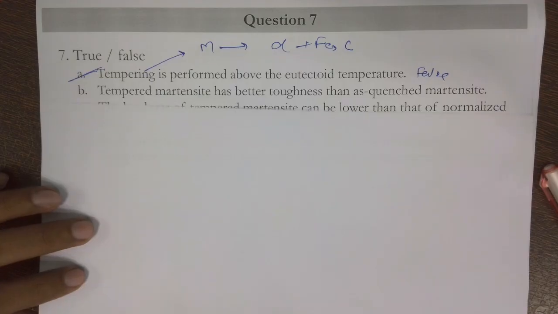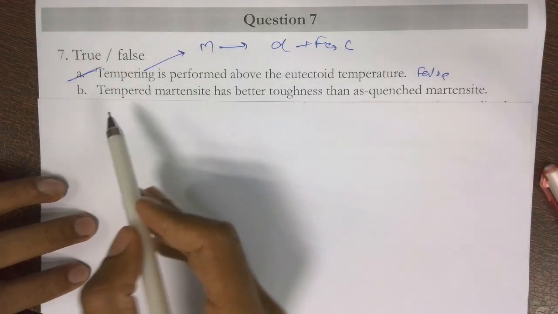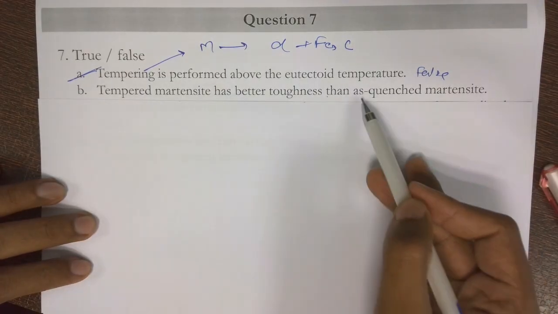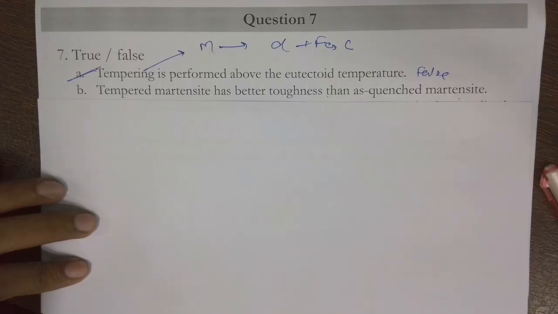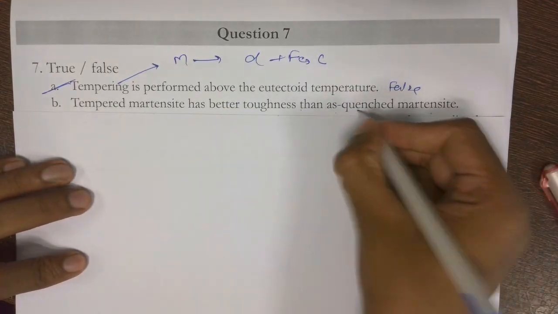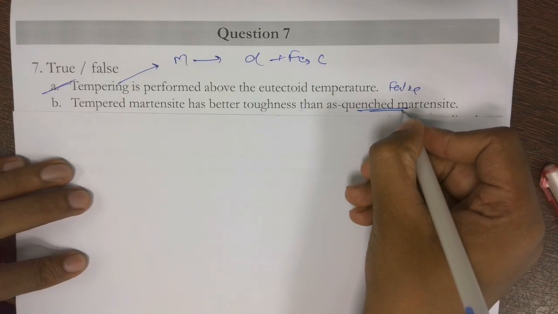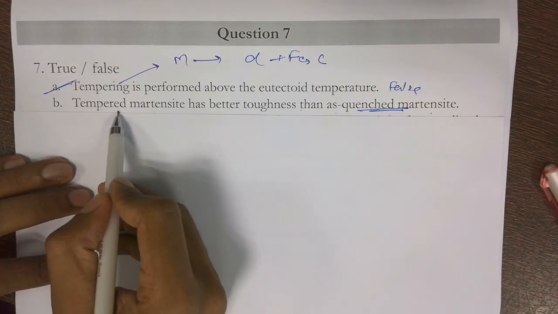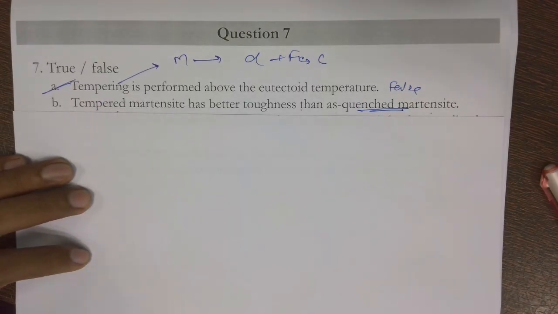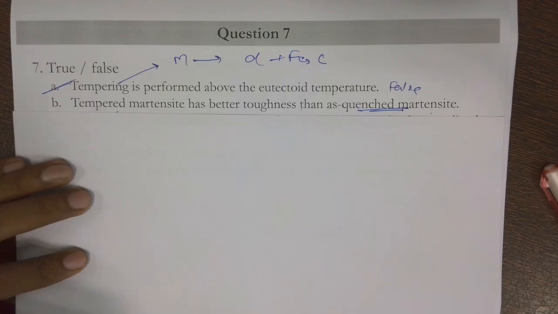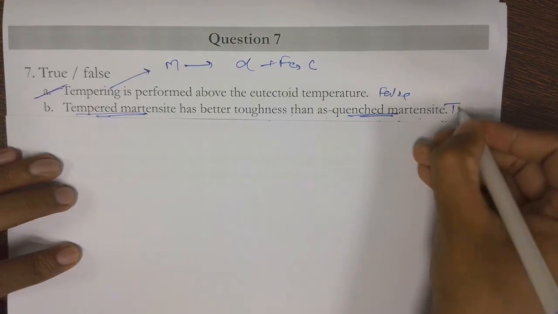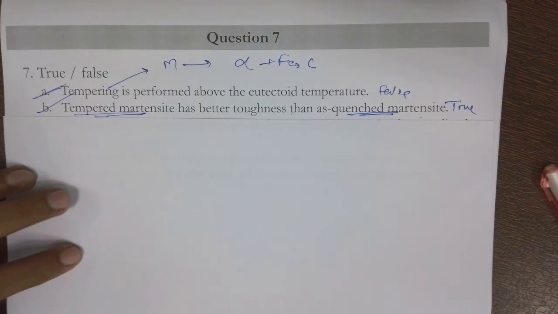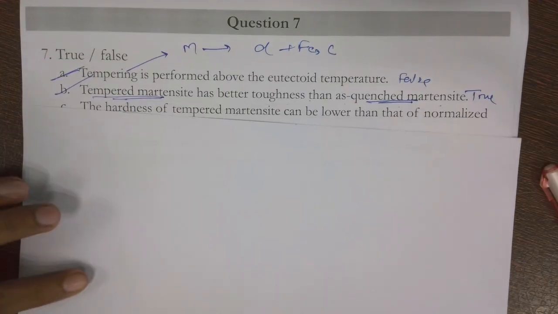B, tempered martensite has better toughness than as-quenched martensite. We are talking about toughness. If we reduce the brittleness, the toughness will go up. And we know that as-quenched martensite is more hard. It's too brittle. While tempered martensite also has the phases of ferrite and cementite. So with that we can say that yes, it is true. Right? Decrease the hardness, the toughness will go up.